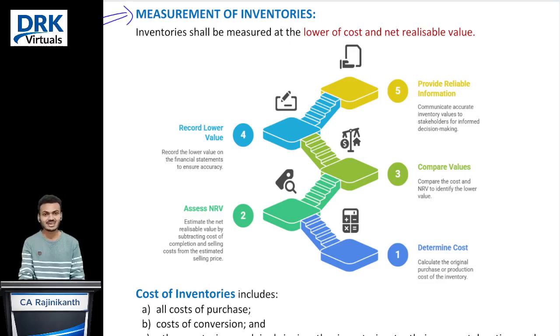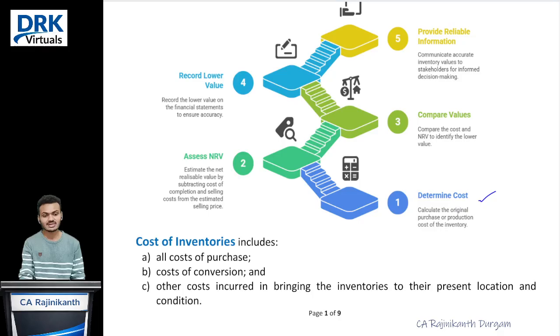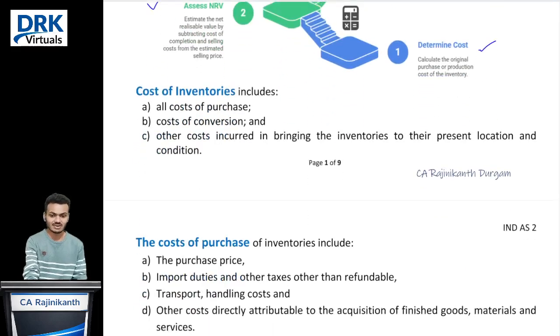What is the standard saying? Inventories shall be measured at lower of cost and net realizable value. In order to conclude this, we need to first calculate the cost. After that, we should estimate the net realizable value. Thereafter, we can compare. Resultantly, we will get to know which amount is lower. Accordingly, we will account. Right. Let's discuss one by one.